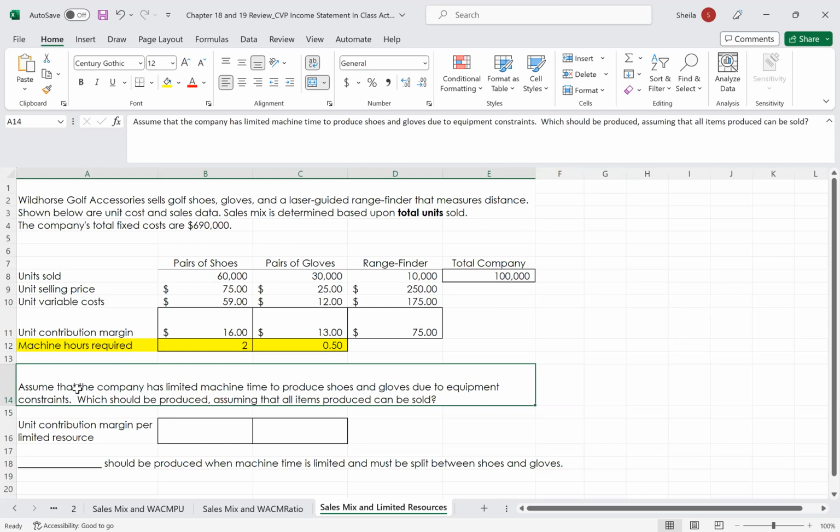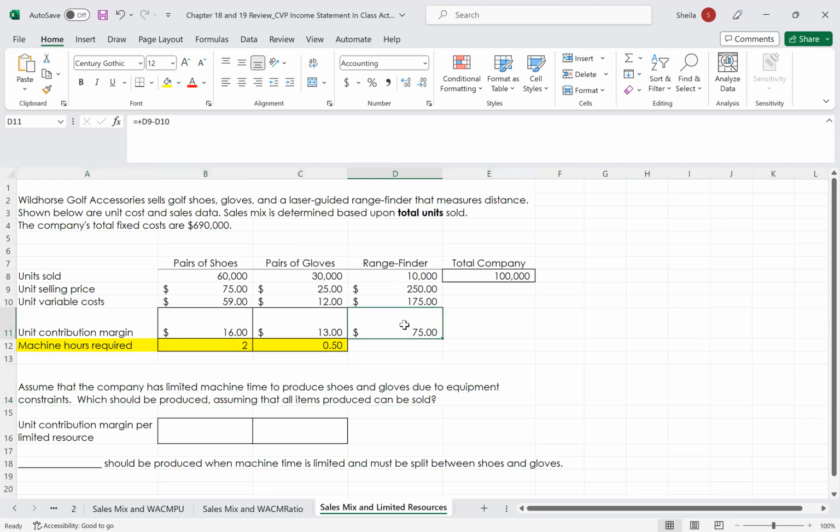So the idea is that assume a company has limited machine time to produce shoes and gloves because of some equipment constraints, whatever those are. We're ignoring the rangefinder because we're assuming that that equipment doesn't affect the rangefinder. So maybe this is some sort of sewing or stitching equipment. So without a resource limitation, we would say produce the shoes and produce the gloves. But if we look at them individually, the shoes are contributing more to our bottom line. Why? Because the unit contribution margin of a pair of shoes is $16 versus $13 to a pair of gloves.